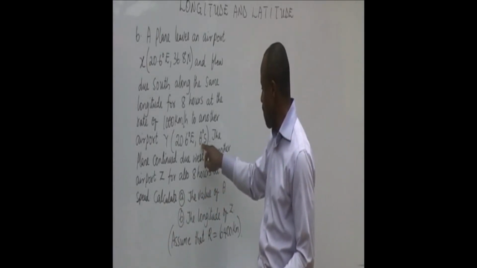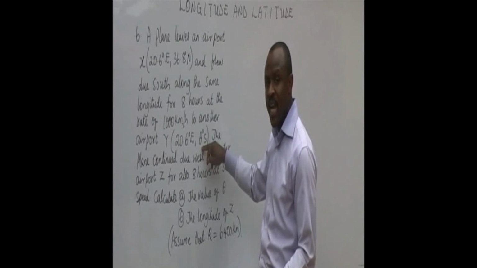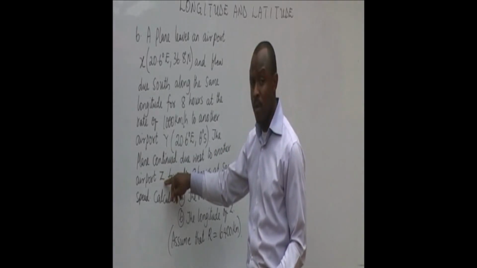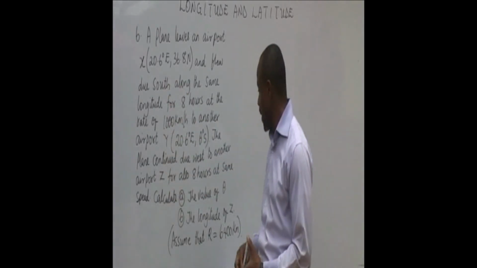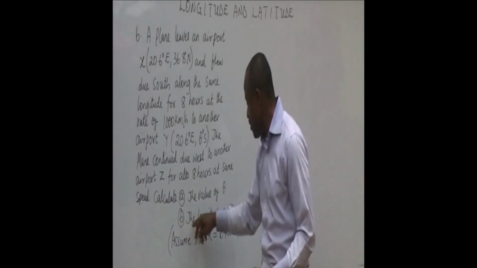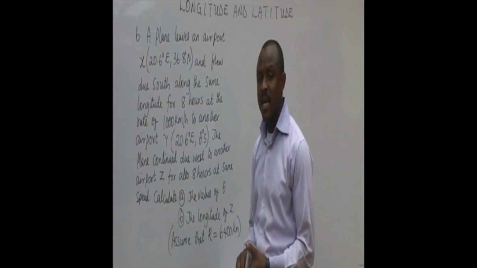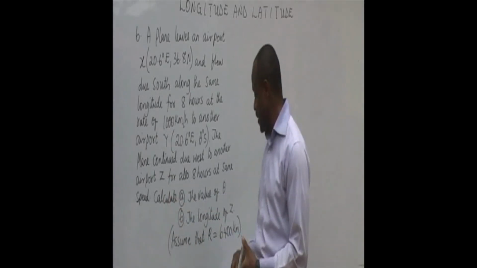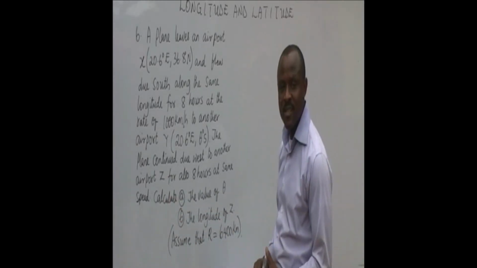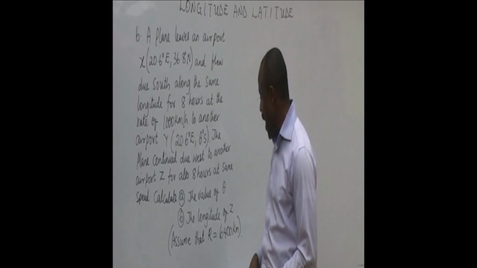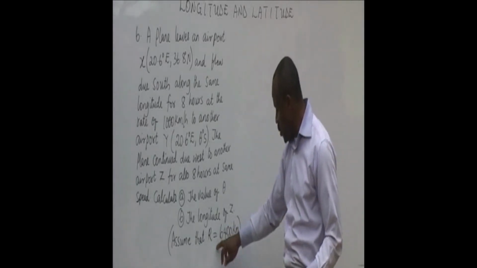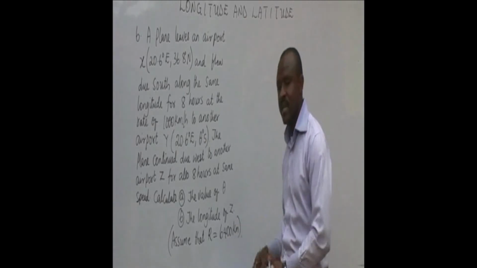I know this is the line of latitude where it came and stopped over before it went to Z airport from X airport. Now B, the longitude of Z, the last place the pilot came out of the plane. That is airport Z, maybe that one in your teacher's mother's garden. Alright, assume that R is equal to 6,400 kilometers.